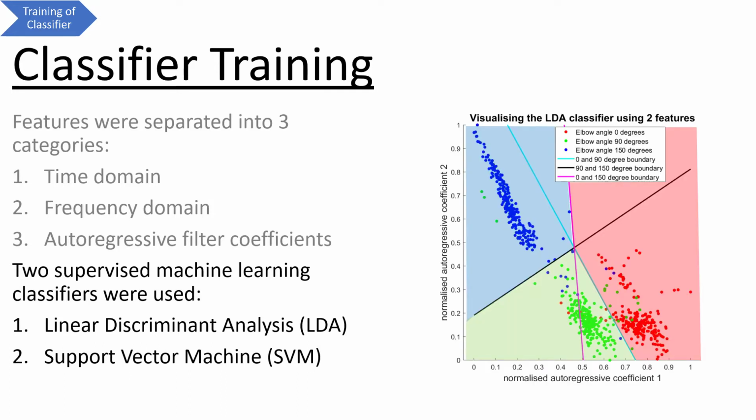Here is a visualization of what an LDA classifier does. Here we're using two features, two autoregressive coefficients, to divide the three classifications of elbow position. Here the LDA uses boundary conditions to decide where the feature sets belong, if they're in the 0 degrees, 90 degrees, or 150 degree classes.